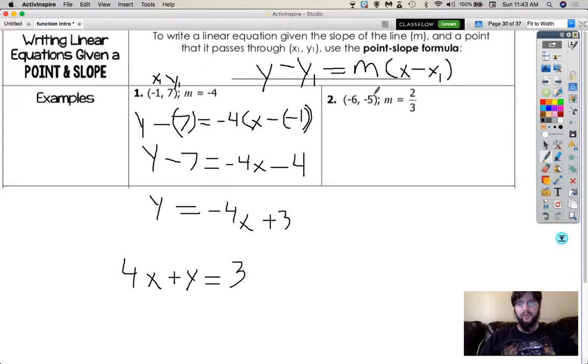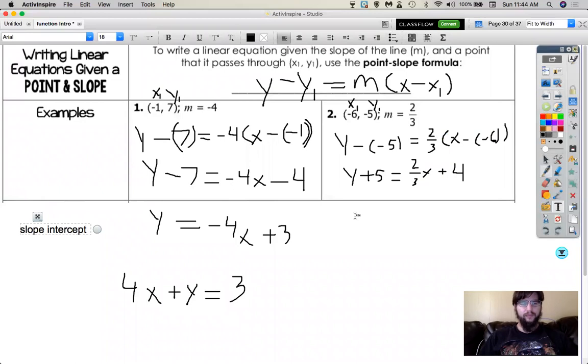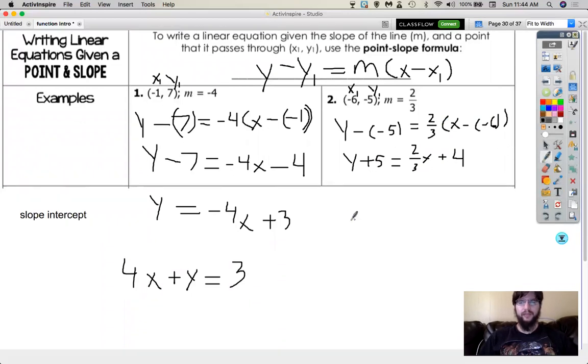So let's do this again. This time we have our point x1, y1 here. Our slope is 2/3. Y minus negative 5 equals m times x minus x1. And again, I'm just going to put this in slope-intercept form. That's 2 negatives, makes it positive. Y plus 5 equals 2/3 x. And then I have 2 negatives, that's going to make a positive. 2/3 of 6 is 4. So now to put it in slope-intercept, we need to subtract 5 from both sides.